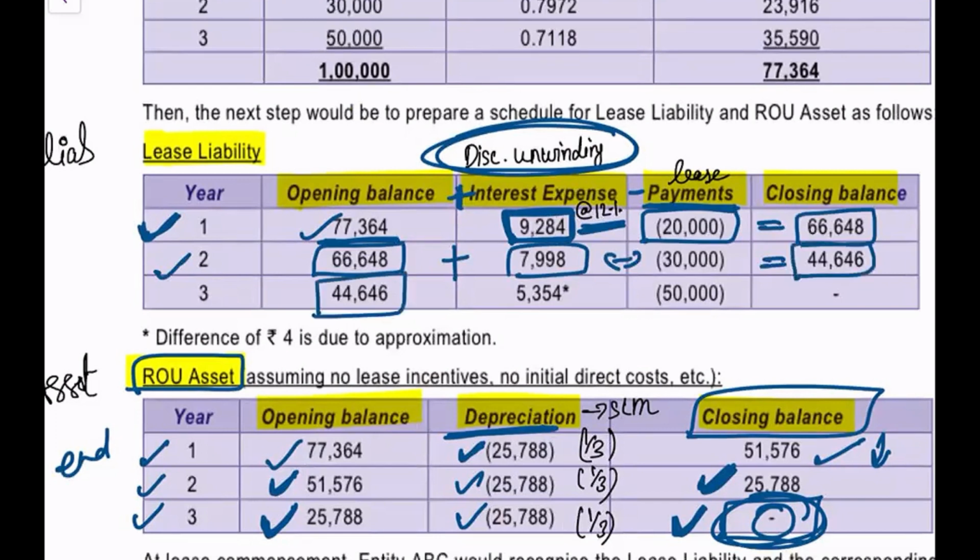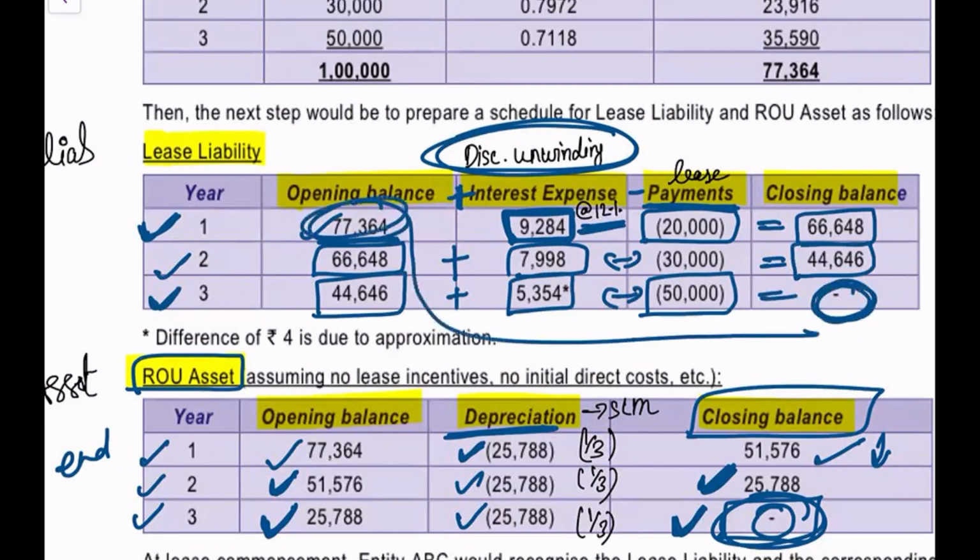So opening balance of third year will be 44,646, plus again you will unwind interest at 12%, which is 5,354, minus the lease payment of 50,000 which you have made. And your lease liability will also become 0, because all the present value of these lease payments was brought here. So at the end, this will again become 0.